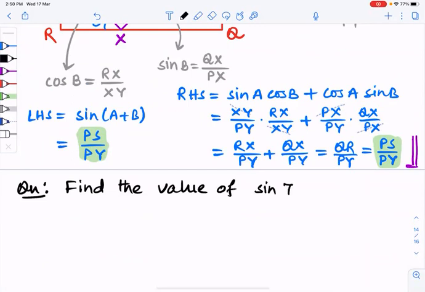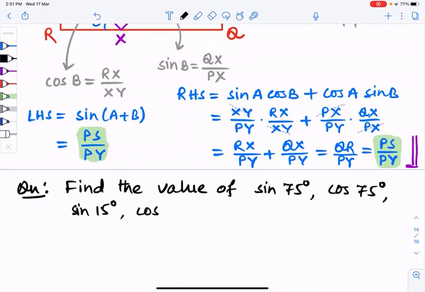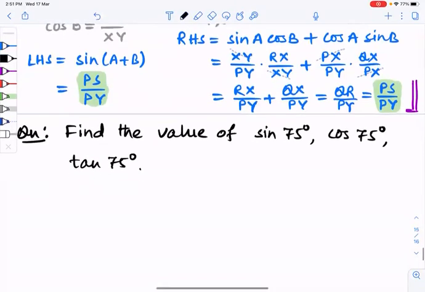sine 75 degrees and cos 75 degrees and sine 15 degrees and cos. Okay, let's find sine 75, cos 75 and tan 75 first. Right. So 75 degree is like this.